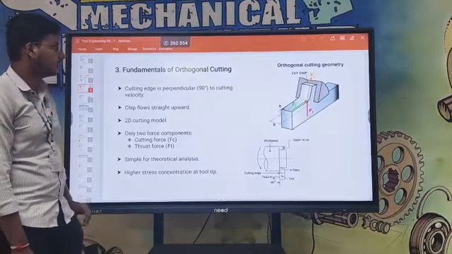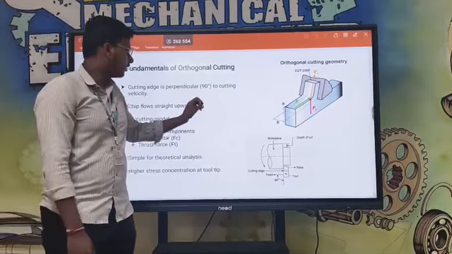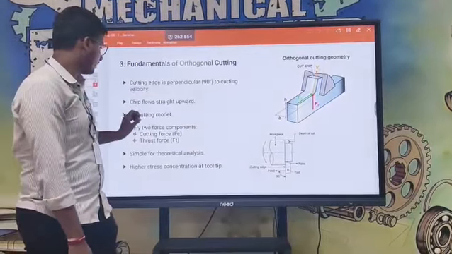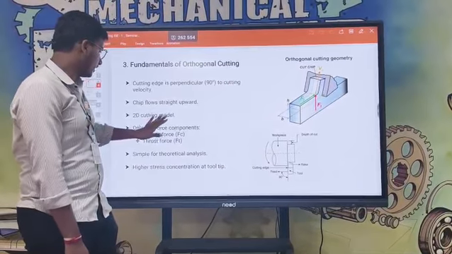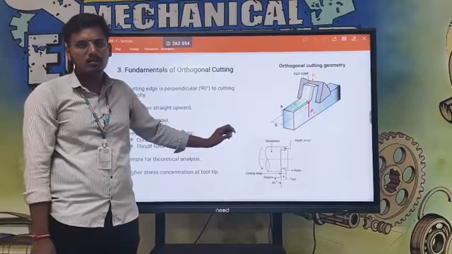Fundamentals of orthogonal cutting. In the previous slide we saw the chip formation is perpendicular, so the cutting velocity is at 90 degrees. It is used in 2D cutting models, and there are only two forces: thrust force and cutting force.